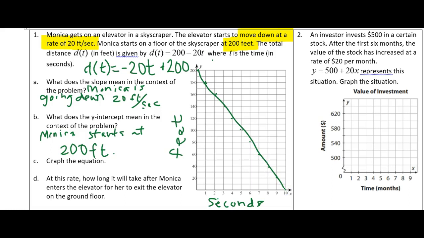And then I'm going to answer my last question. At this rate, how long will it take after Monica enters the elevator for her to exit the elevator on the ground floor? Well, we can clearly see, given on our graph, that right here, she is hitting ground floor at 0 feet, and that in seconds is 10. So this will take her 10 seconds.